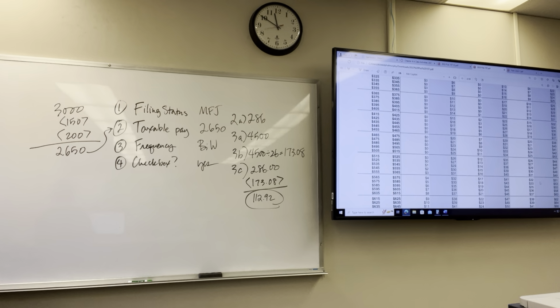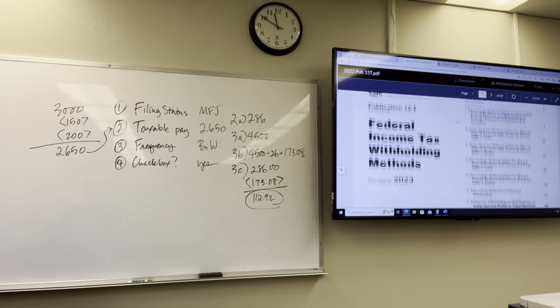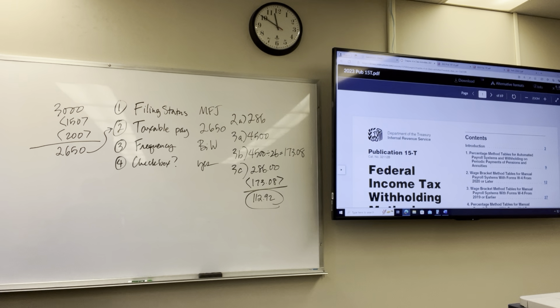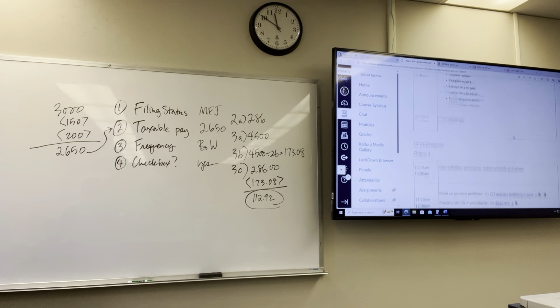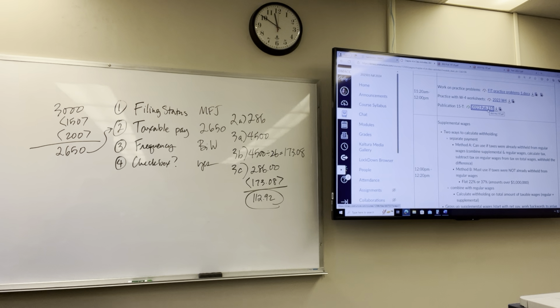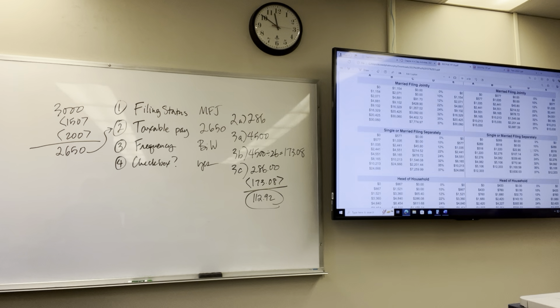So now, yeah. How do I get a tax table up? Because I'm looking at the one that's sideways. Oh, so if you go into chapter 4, the in-class activities, there's a link to it. You can also just Google 2023 Pub 15-T is what it's called. Yep, you bet.